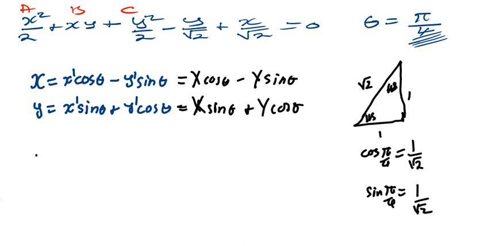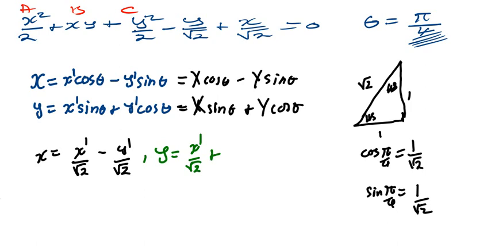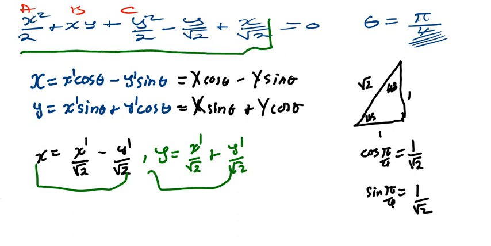So my x will be equal to, instead of cos, 1 over root 2. That would be x prime over root 2 minus y prime over root 2. Then y is equal to x prime over root 2 plus y prime over root 2 as well. You substitute these into all of this, and as you expand, you're going to cancel out the xy term. Then just know that you have rotated.